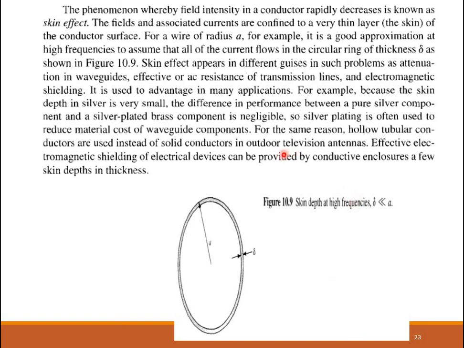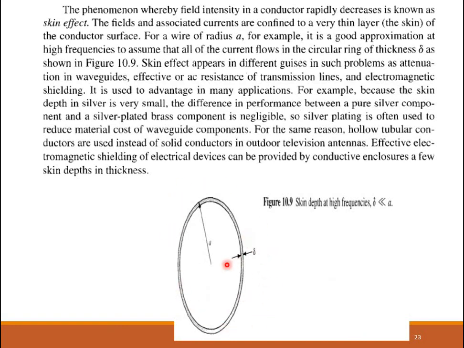Okay, so what do you mean by skin effect is the fact that in a conductor, your field intensity will rapidly decrease. That phenomenon is referred to as skin effect. That is, there is a tendency for the field and the associated currents to be confined to a very thin layer of the conductor surface.